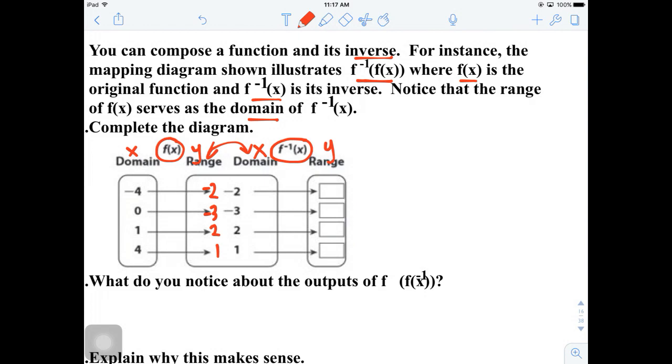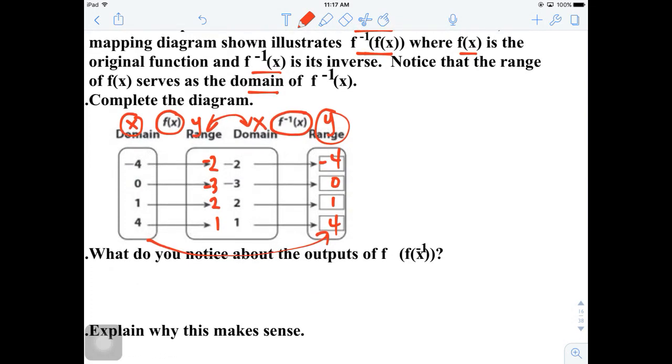But interchanging the y and x, now x becomes y and y becomes x. Now the x is going to become the y. So we got -4, 0, 1, and 4 is now the y value for the inverse. It was the x value, but now it's going to be the y value.